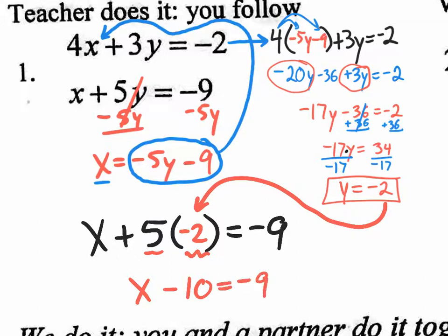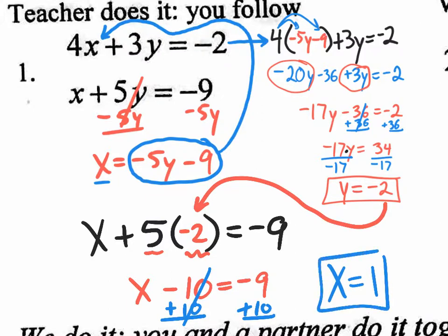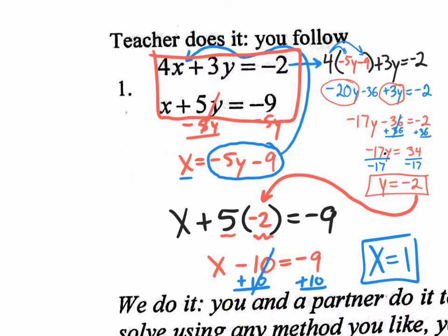So now I'm going to solve for x by adding 10, canceling, adding 10, and I will get x equals 1, because negative 9 plus 10 is 1. X equals 1. So what's the answer to the original system that we have over here? The answer is 1 comma negative 2. Okay, 1 comma negative 2. That's my answer. 1 comma negative 2. X equals 1, y equals negative 2.